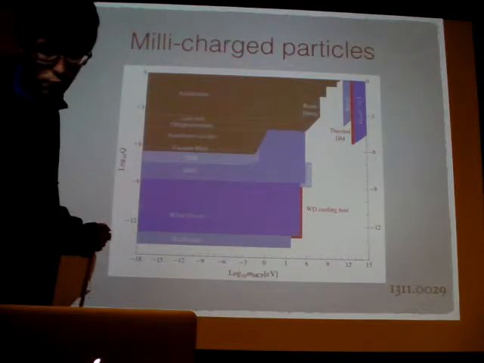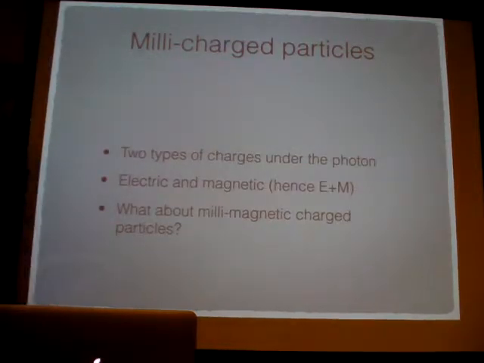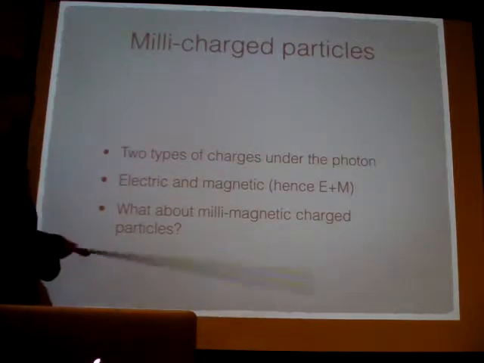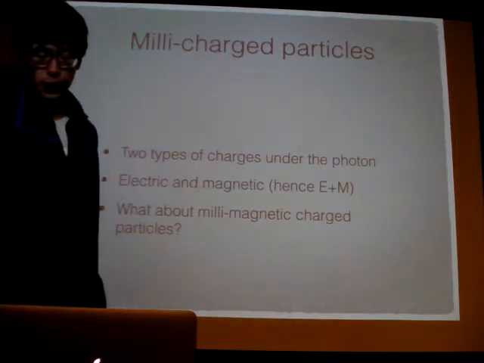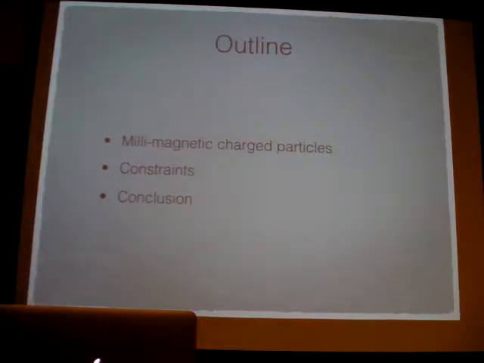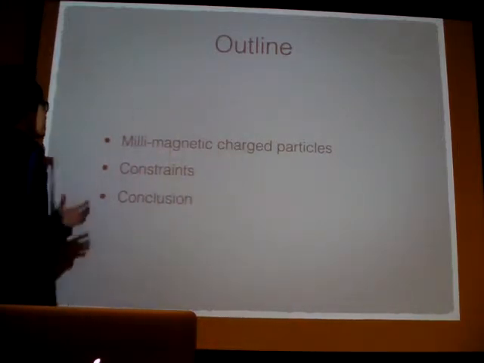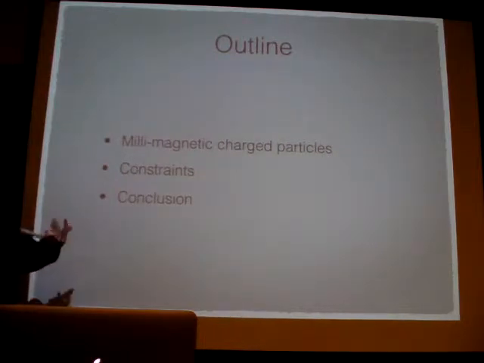But implicit, when we talk about milli-charged particles, at least in the past, people really just talk about electric charges. But of course there are two types of charges under E and M: electricity, and there's also magnetism. So what about millimagnetically charged particles? What do we have to say about them? The outline of my talk is that I'm first going to talk about millimagnetically charged particles. Essentially, why haven't we talked about them before? How can they exist? And how reasonable is it to expect that they exist? I'll talk about some constraints that we'll be placing, and then finally I'll conclude.